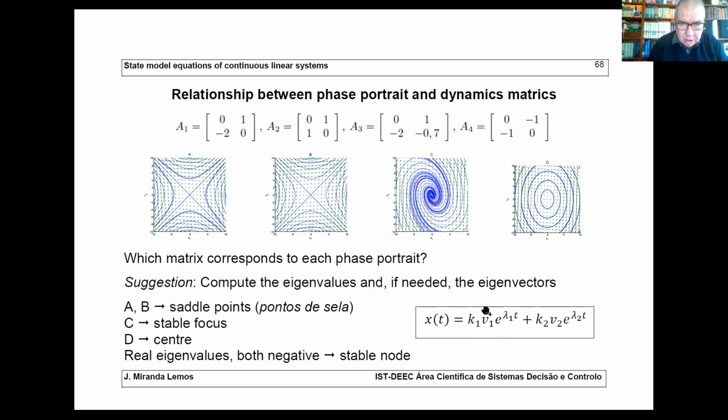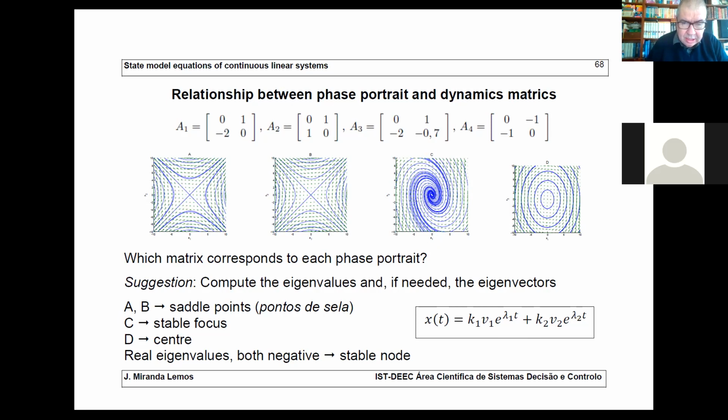Each term is called a mode. Okay? And we have seen that from this formula, we understand that the eigenvalues shape the way in which the system works. Shape the so-called phase portrait, that is to say, the evolution of the solutions or of the orbits of the state when time passes, the curves that the state follows in the state space, in this case in the state plane.